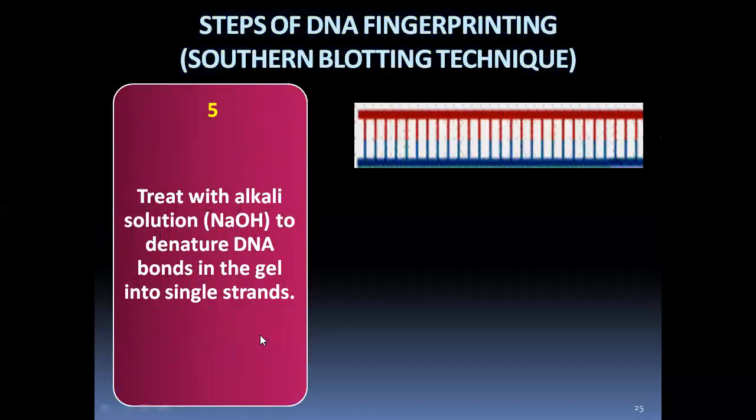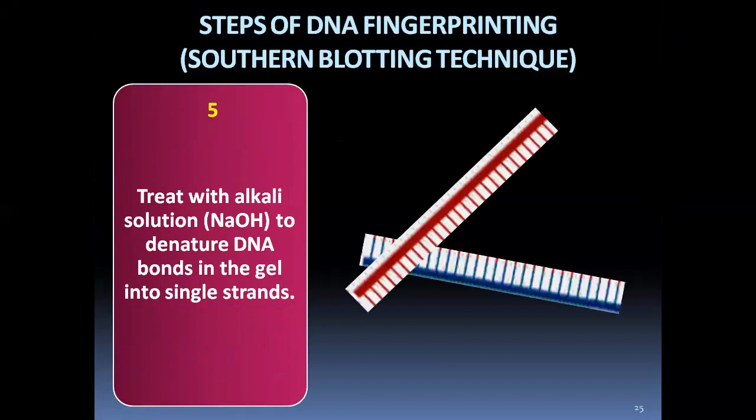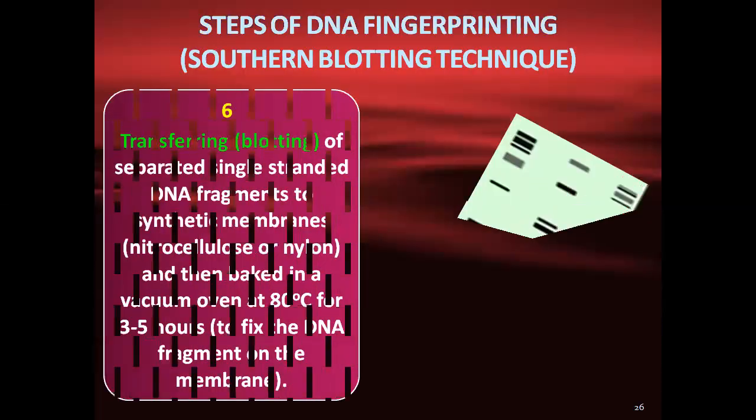Okay, number 5. Treating with alkaline solution to denature the DNA. Denaturation. Do you remember that word, denaturation, which we used in PCR also? What we do is break the bonds between the strands. You can see that breaking the bonds makes the double strand into two single strands. Denature the DNA bonds in the gel into single strands.